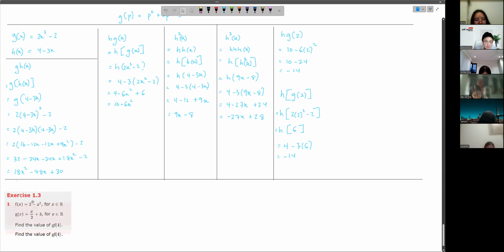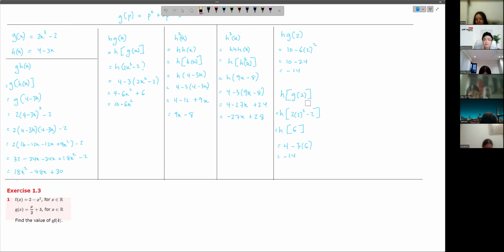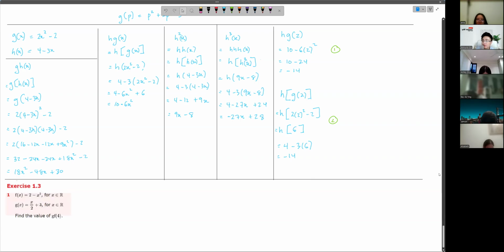So in this question, they want gf(4), right? You can use either the first or the second method. The first method, you need to find gf(x) first. Okay, I'll show you both, okay?